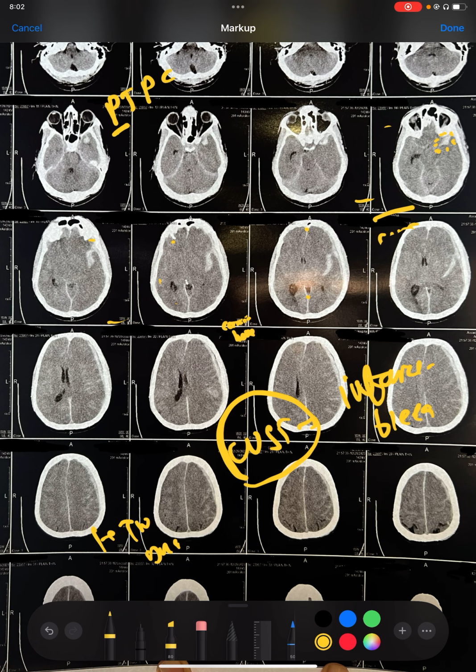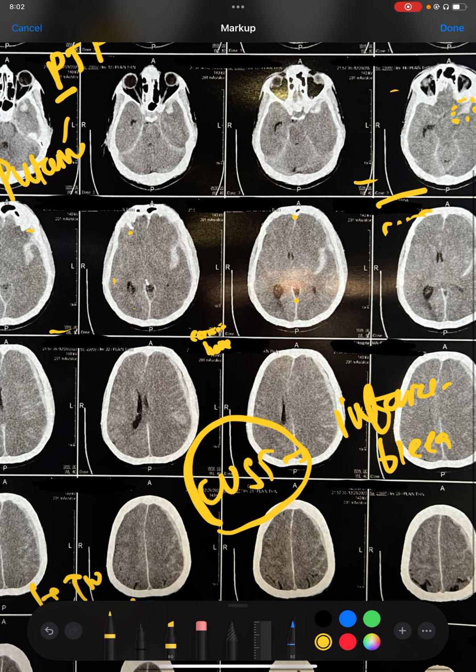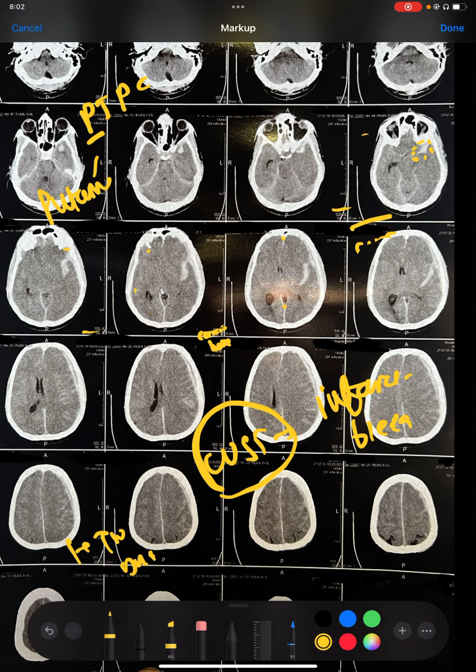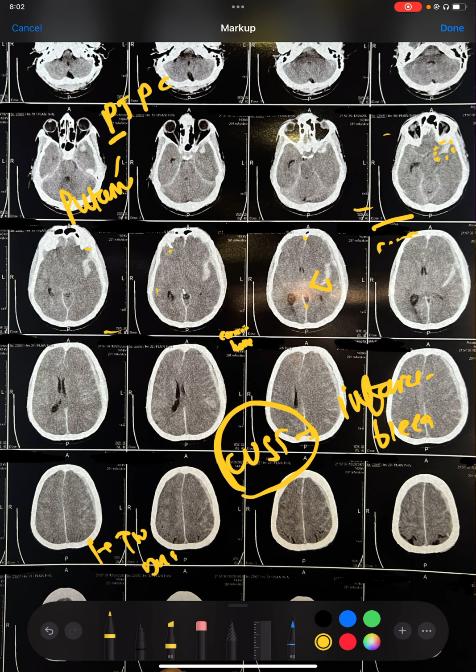PTPC, that is putamen is the most common site for hypertensive bleed. So the putaminal region is actually in this region. This is the putaminal area. Then T is thalamus. So this is the area of thalamus. Then P is pons, that is the brainstem structure. So this is the pons. These are the pons cuts, these are the pons levels. This is the pons area, which is in the midline.